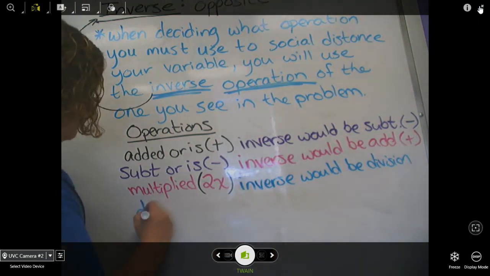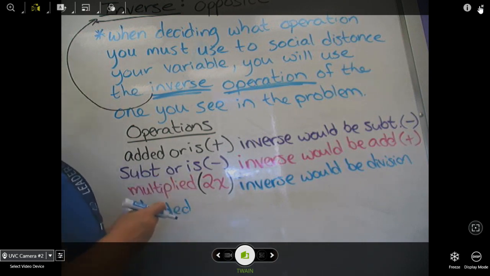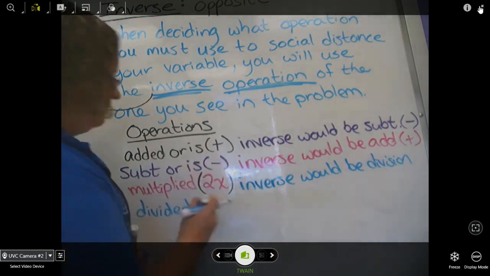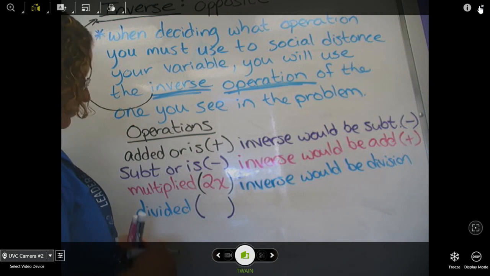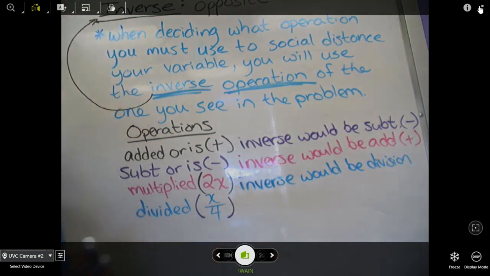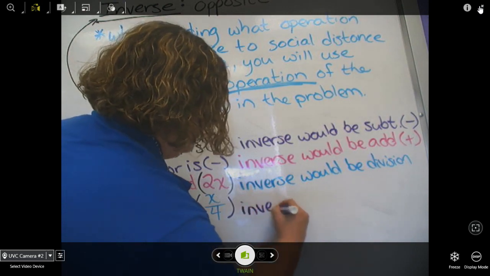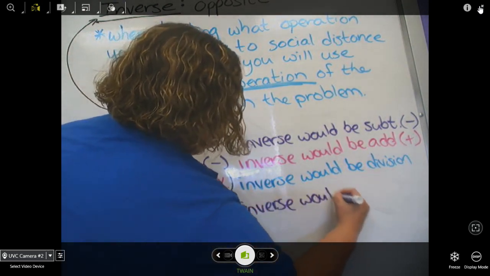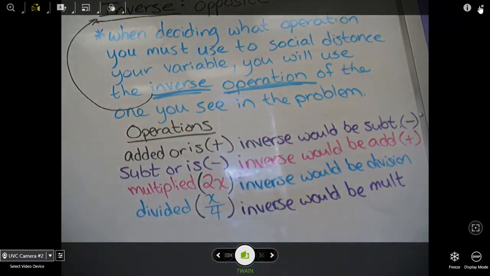And then if something is being divided, in this case, it's going to look something like this. It'd be like x over 4. Okay, that's how they're going to show it. It's going to be in fraction form, like x over 4. So if something's being divided, then the inverse would be multiplication. Okay?